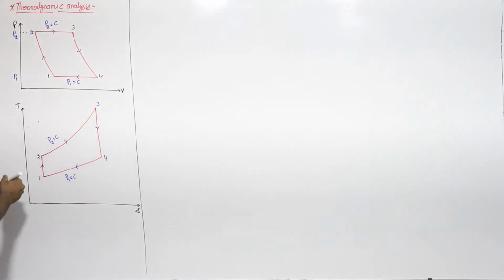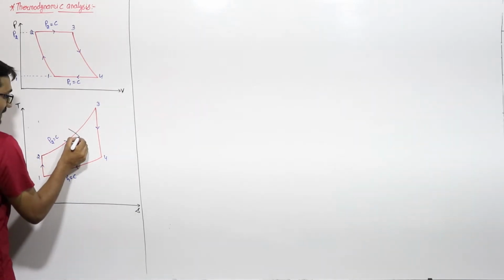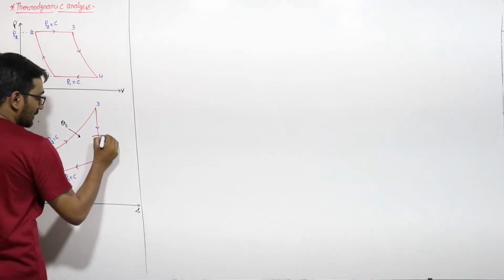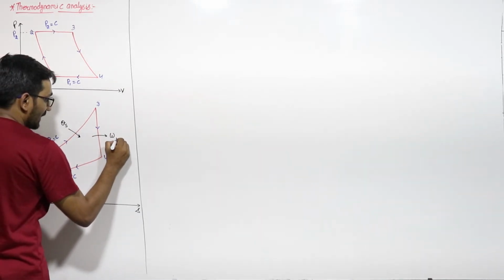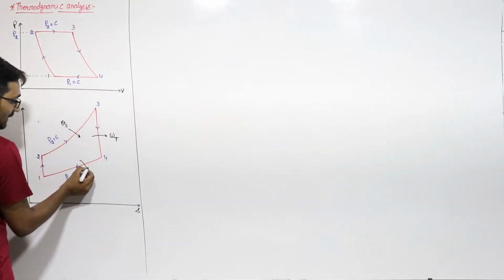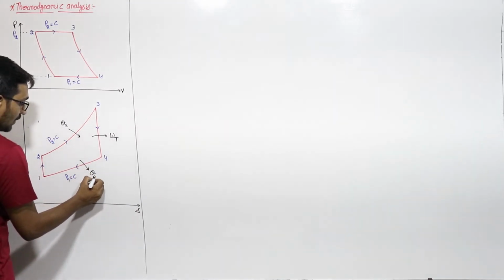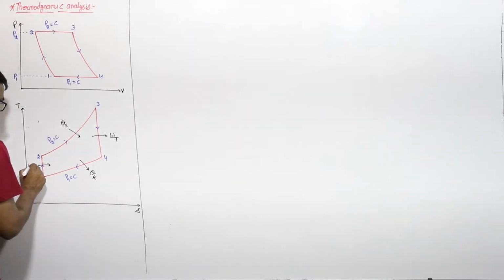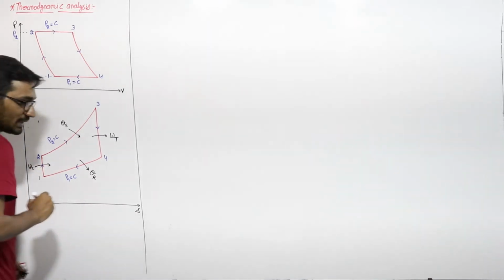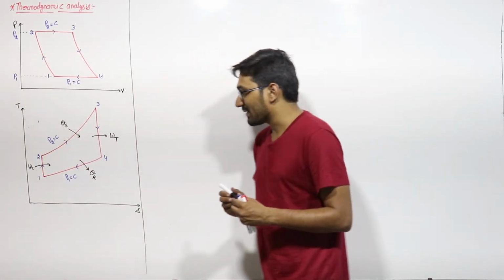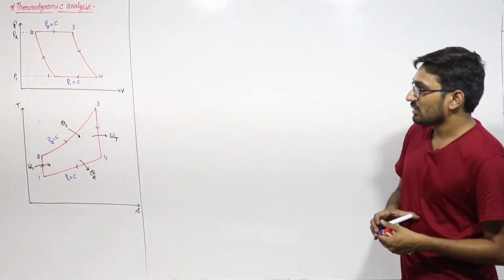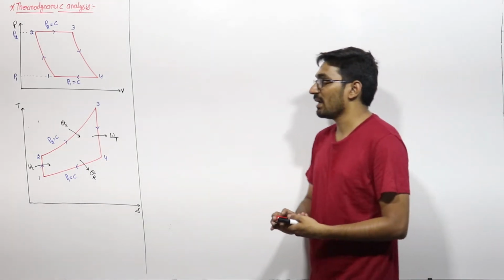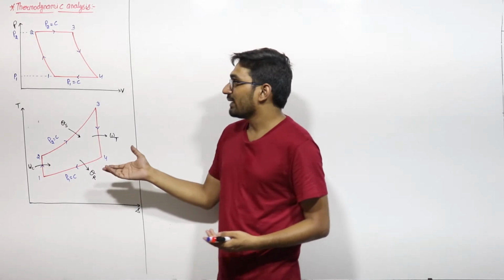And you know that in this process 2 to 3 some heat is supplied to the system, let us say QS. This will give some work output, let us say WT. Here some heat is rejected to the surroundings, let us say QR, and the compressor will take some work, let us say WC, work consumed by the compressor. So these are the four processes. This is the PV and TS diagram for the thermodynamic analysis of the Brayton cycle, right?